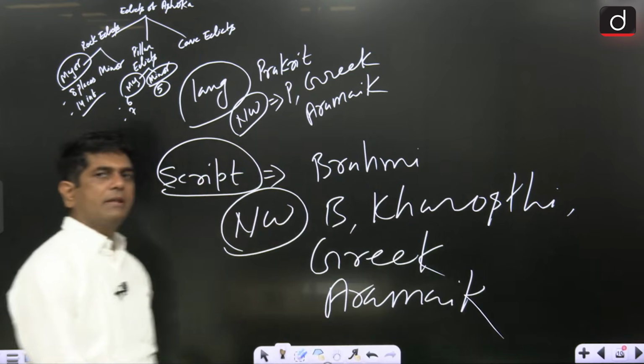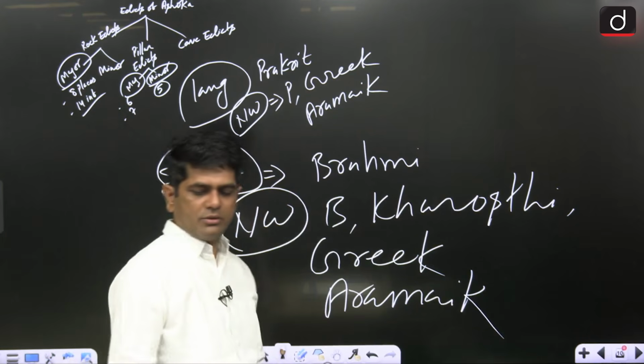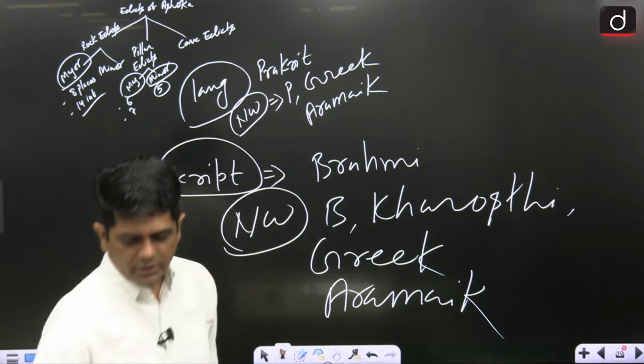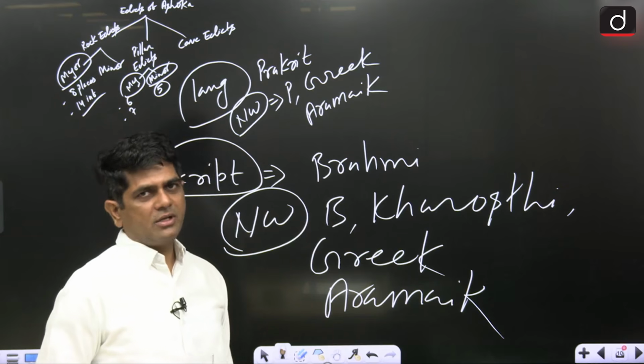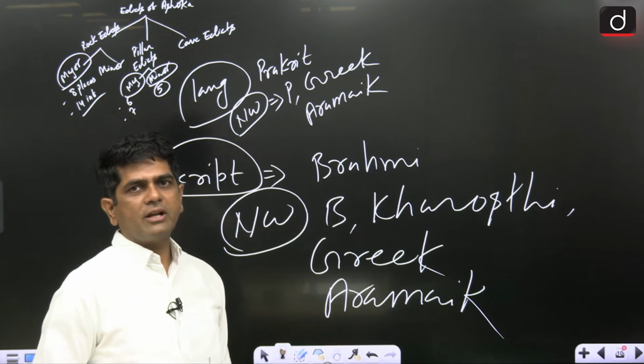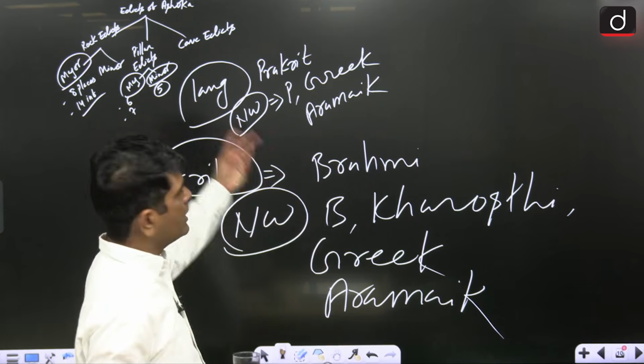Clear? So that was all about the important facts and concepts related to Mauryan art and architecture and the Ashokan edicts.